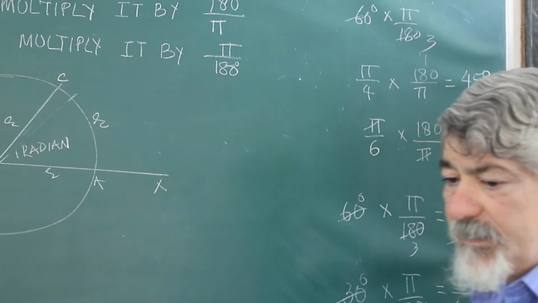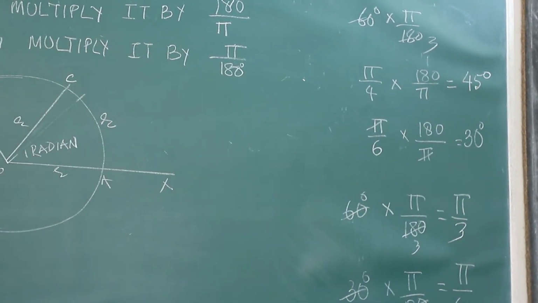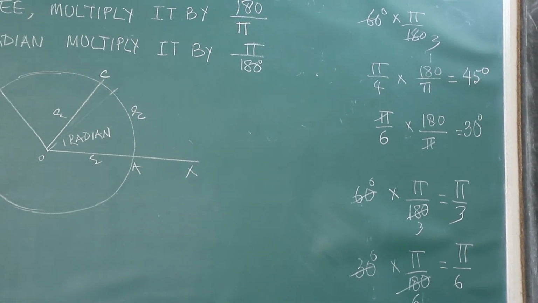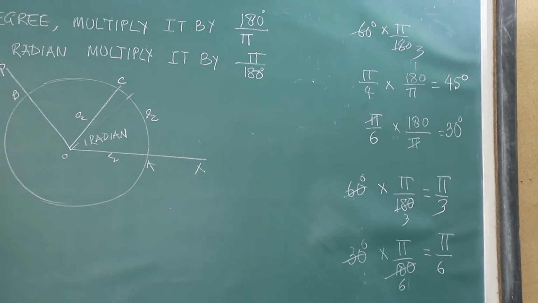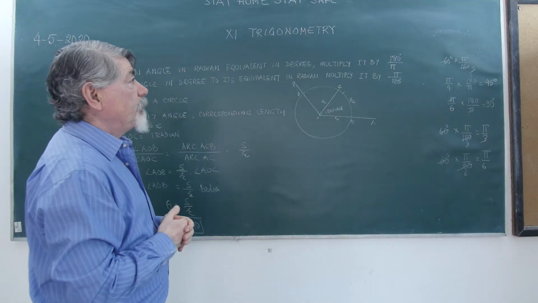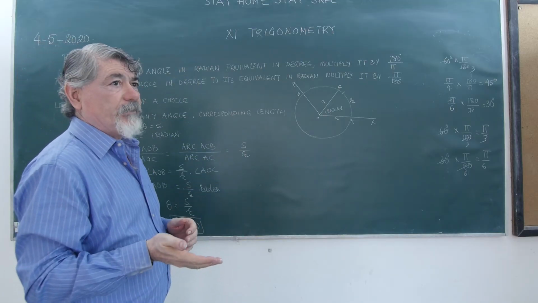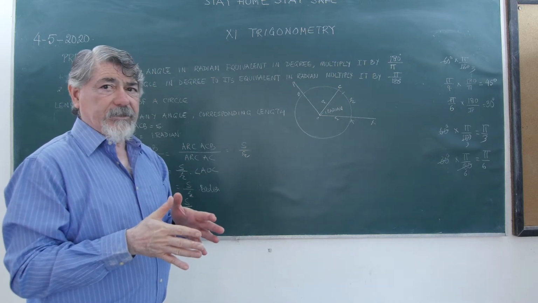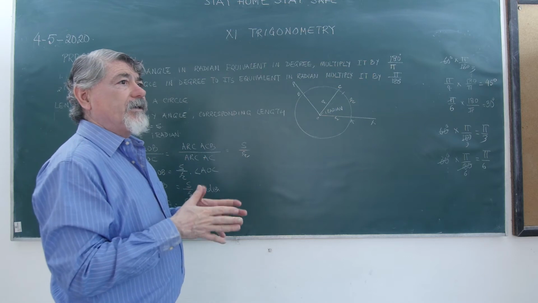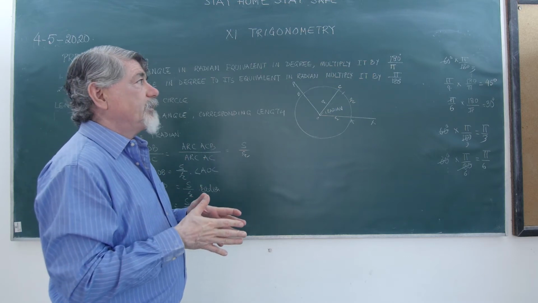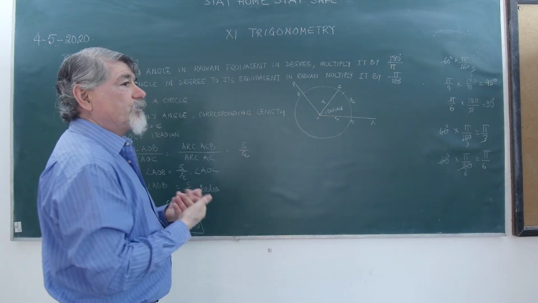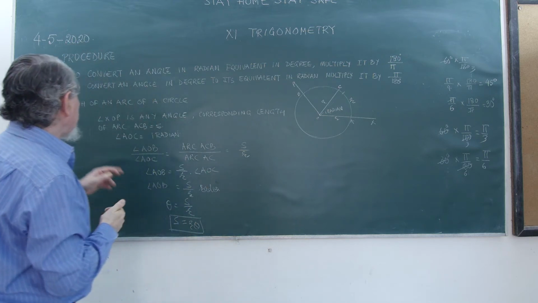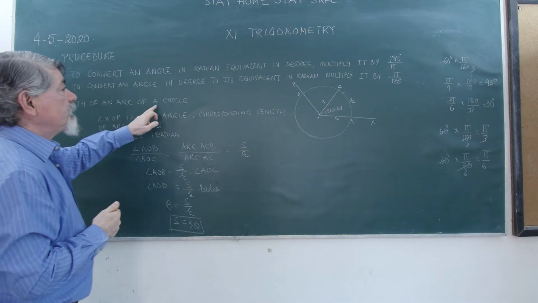So, for the conversion from degrees to radians or radians to degrees: to convert an angle in radian into its equivalent in degree, we multiply it by 180 degree upon pi. Remember, in radian the angle pi will be in the numerator, and when we are converting it into degrees, pi will come in the denominator. Now, length of an arc of a circle.